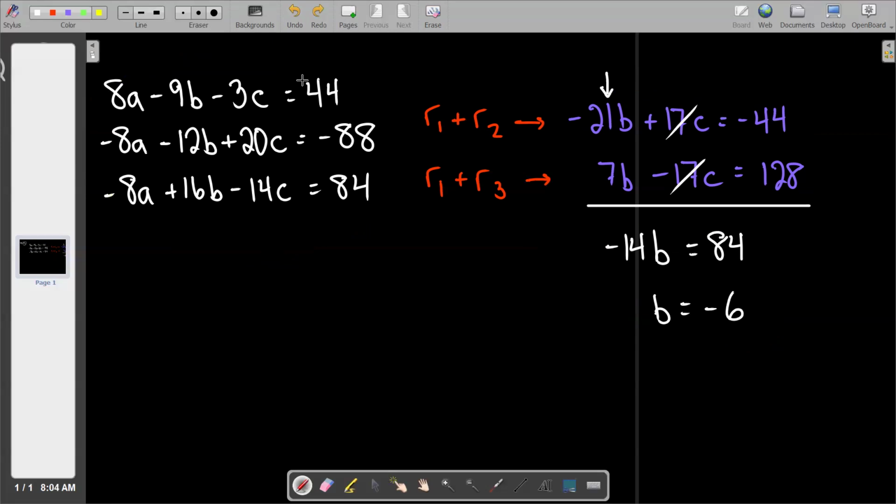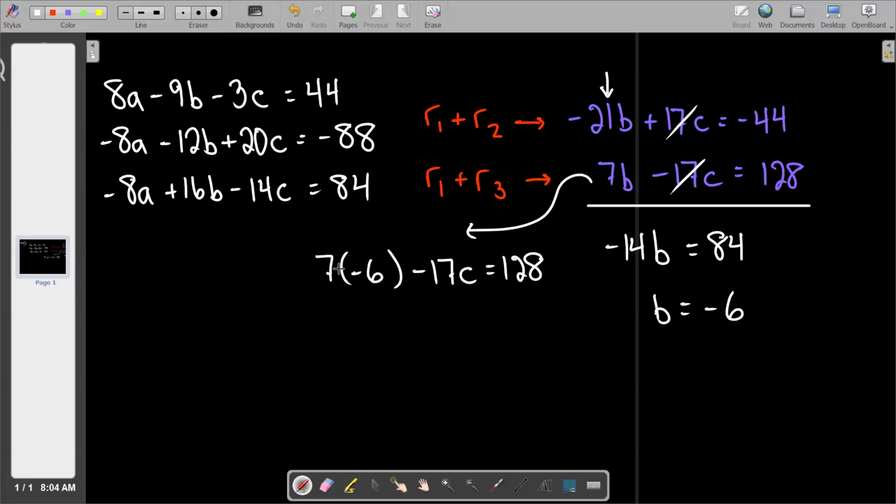The lower one. The lower one is fine. So if we take the lower equation and we write it down, it's going to say 7 blank minus 17C equals 128. And I just left a blank because what are we going to put there? B and negative.